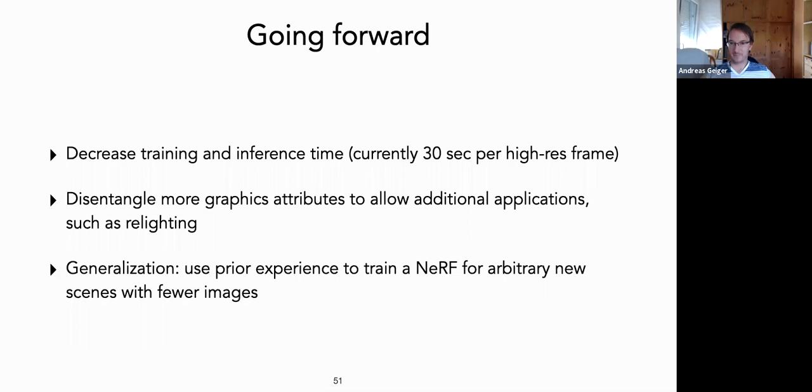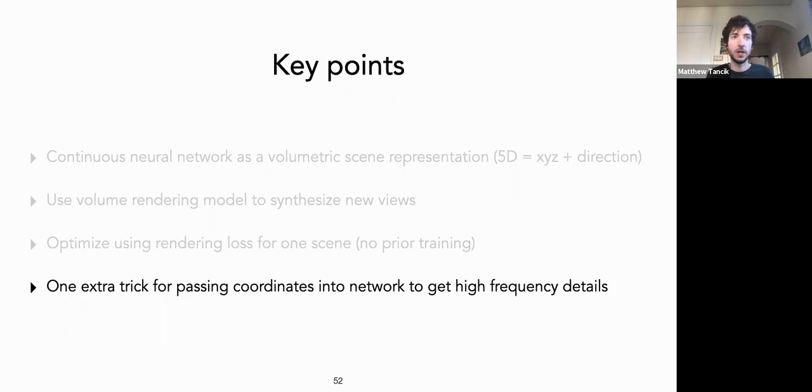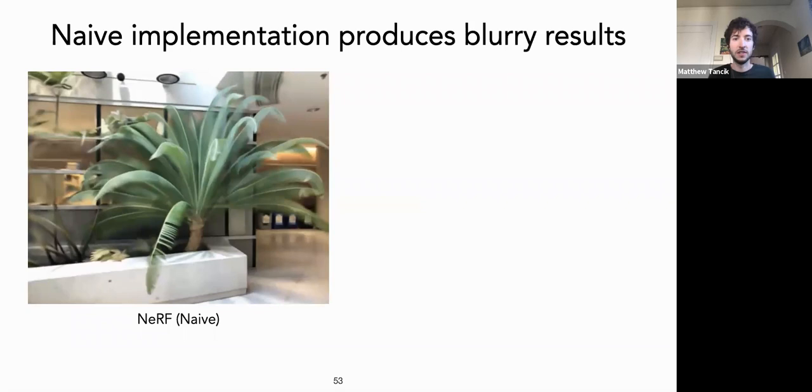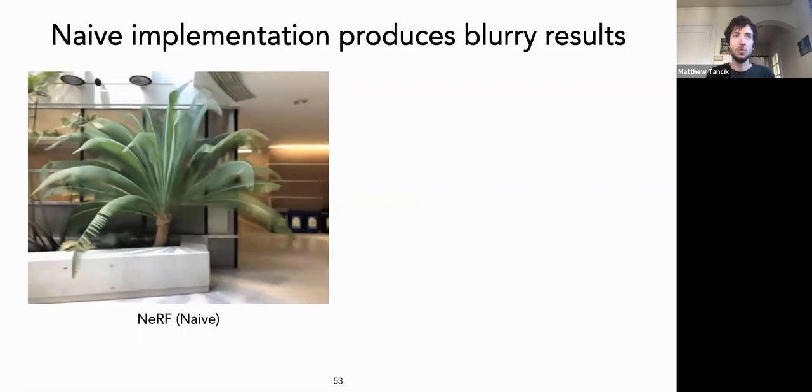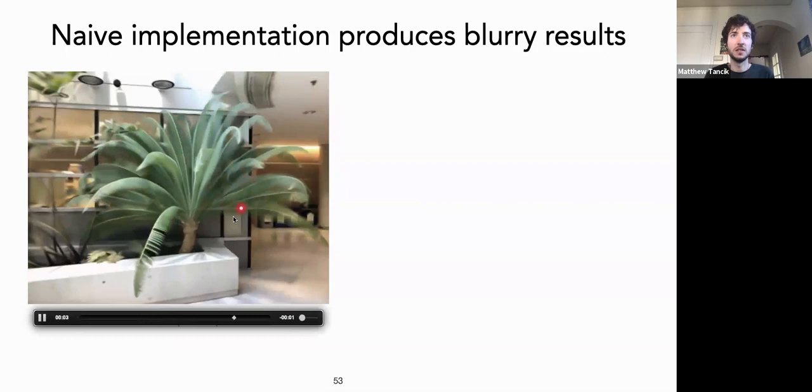Okay. I think I'll continue and can obviously take more questions about this at the end. There was one extra little trick with NeRF that I have not mentioned yet, which is that we manipulated the input coordinates in order to represent high frequency details. If you implement what I've described so far with a standard MLP, you end up getting blurry results. They don't look terrible, but you don't really see the details in the leaves. However, our final results do have these details.